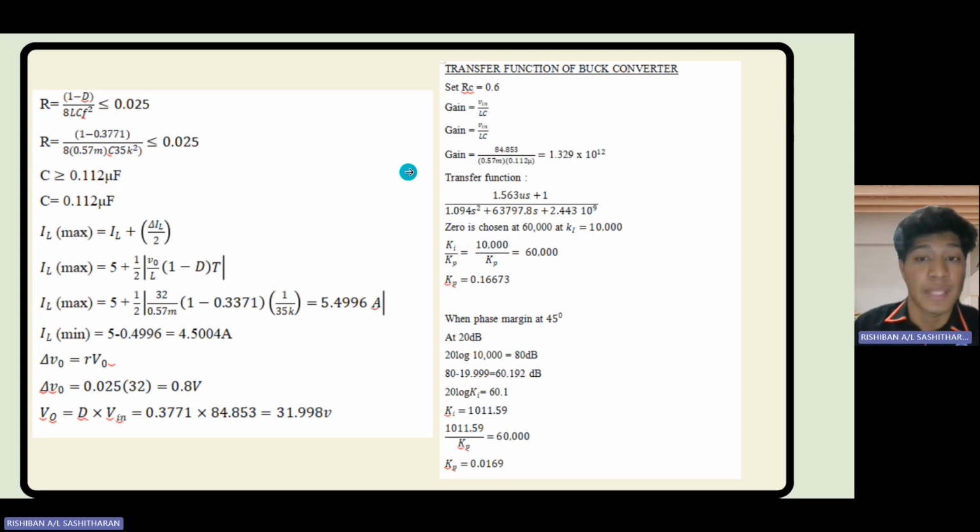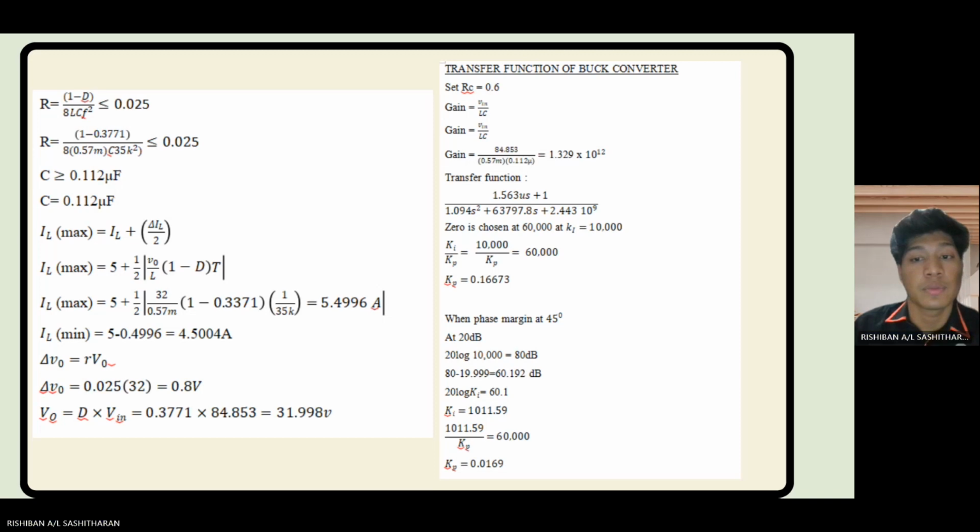So we put the values that we get, and then we get our value of gain, which is 1.329 times 10 power of 12. Okay, now next, our transfer function is 1.563 microsecond S plus 1 divided by 1.094 S squared plus 63797.8 S plus 2.443 times 10 power of 9. The zero is at 60,000.